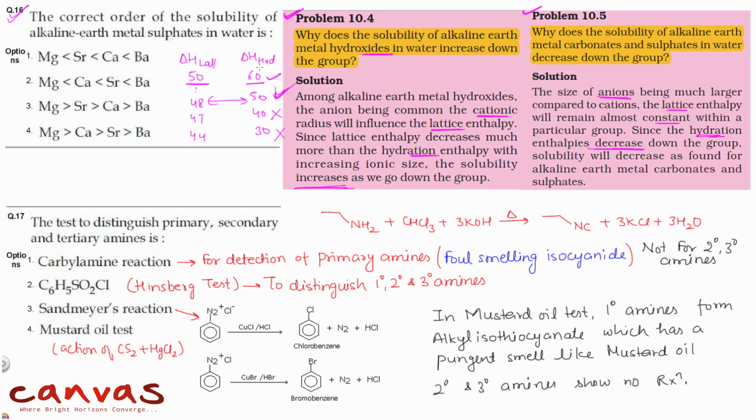So it is the difference between the lattice and hydration energy, how these two parameters vary on going down or above a group. Always refer to the NCERT text, it's very important. According to that, the solubility trend will be: highest solubility for magnesium, then calcium, then strontium, then barium.